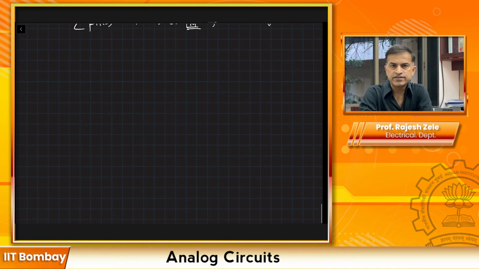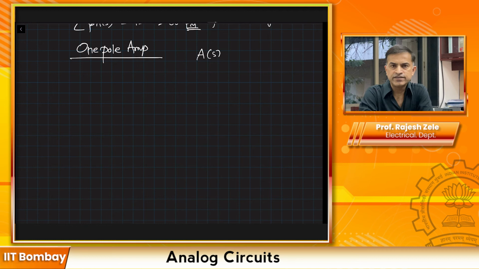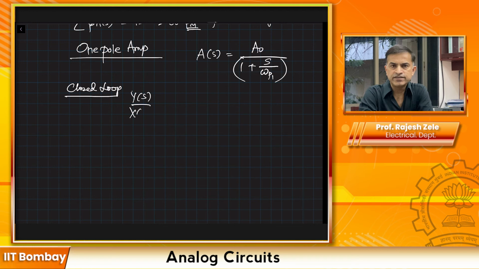So one quick example we're going to go through is a one pole amplifier. In a one pole amplifier, we know A of S is equal to A0 divided by 1 plus S divided by omega P1. In this case, the closed loop response, which is Y of S divided by X of S, will be... this is something that we have already done before. Every time, to do the closed loop transfer function and figure out if this is okay or not okay is very painful. What we would like to do though is look at the loop gain.